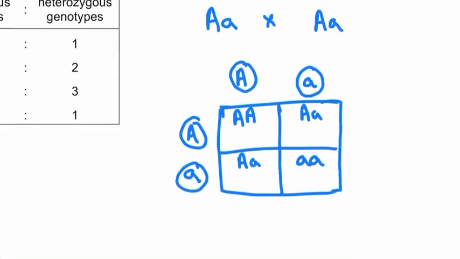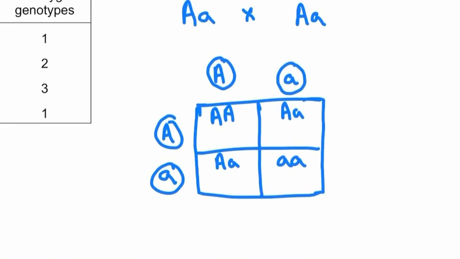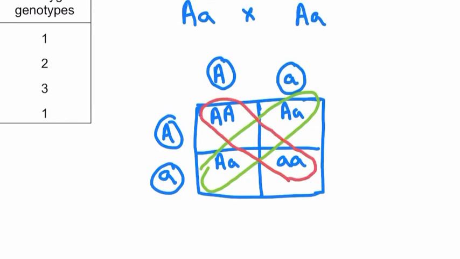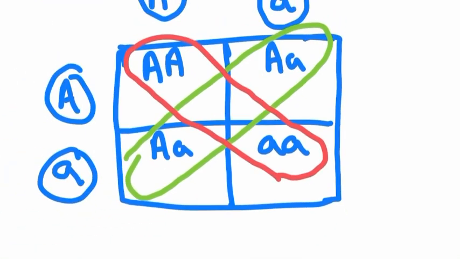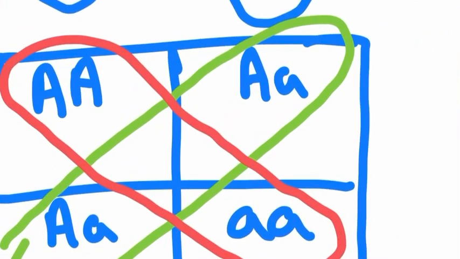Okay, so guys, how many heterozygous do we get? We get two heterozygous. And how many homozygous do we get? We get two homozygous, right? Capital A capital A is homozygous, and small a small a is homozygous. Capital A small a is heterozygous, and capital A small a is heterozygous.